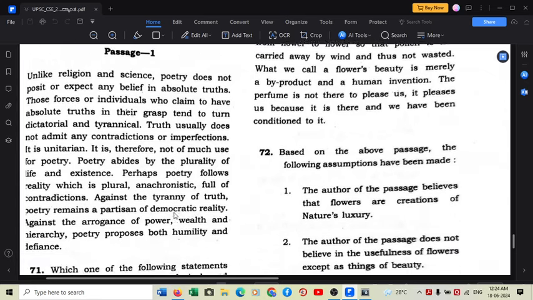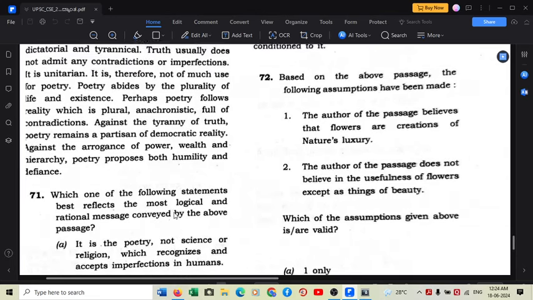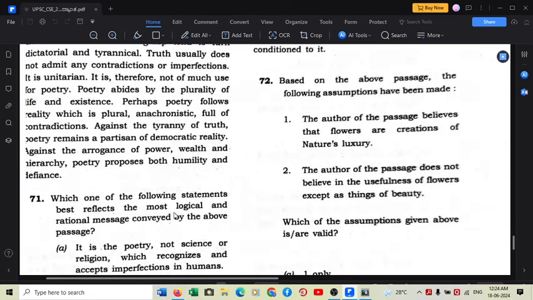Let us look at the question. The author of the passage believes that flowers are creations of nature's luxury. Okay, so the author is not believing that flowers are creations of nature's luxury. Rather, the author is contradicting the statement. The author is saying that flowers are made beautiful and they have a purpose. So statement 1 is wrong. It is not nature's luxury, it is nature's necessity, and it is the way nature survives. So option 1 is ruled out.